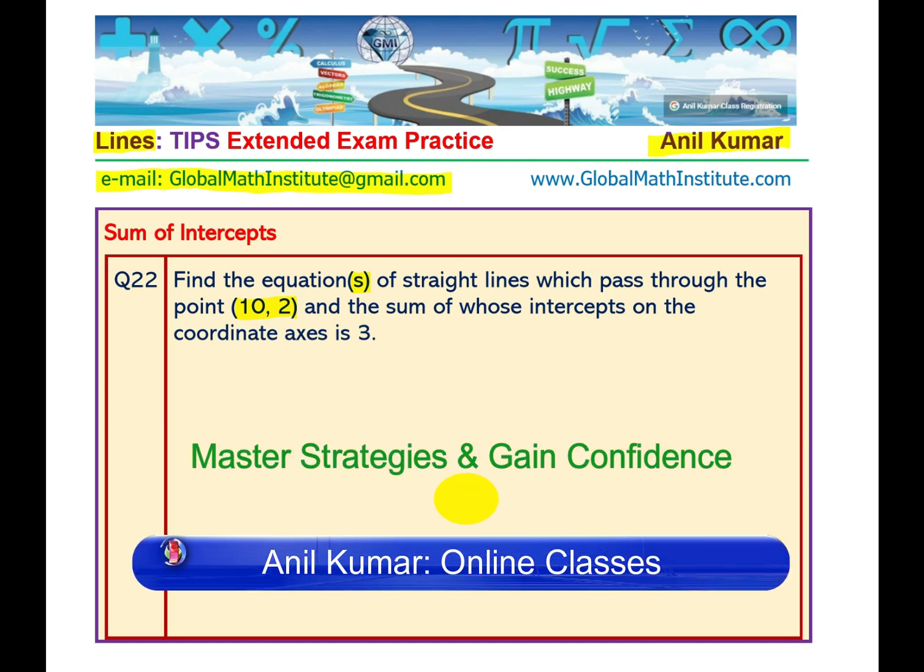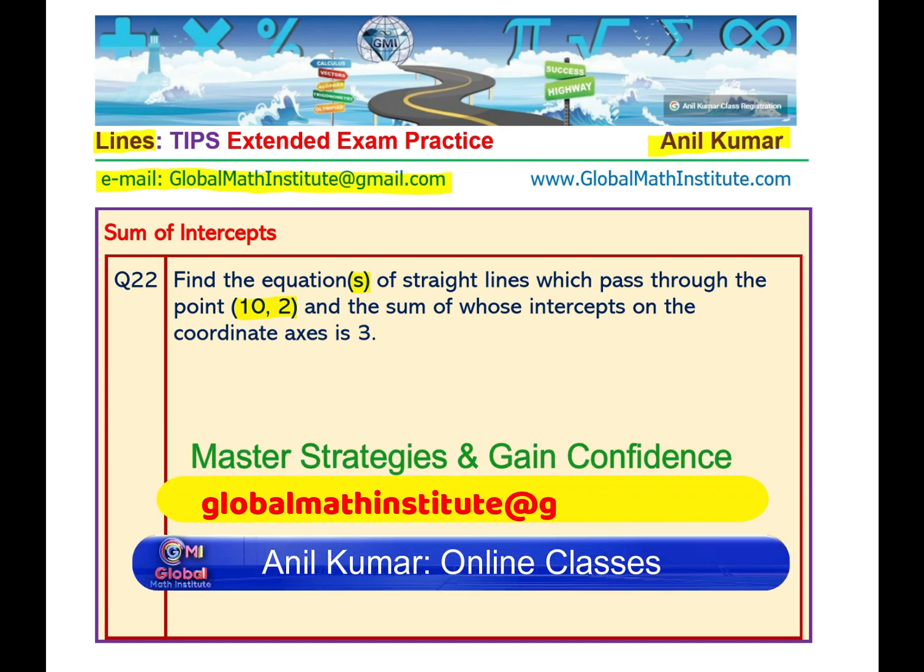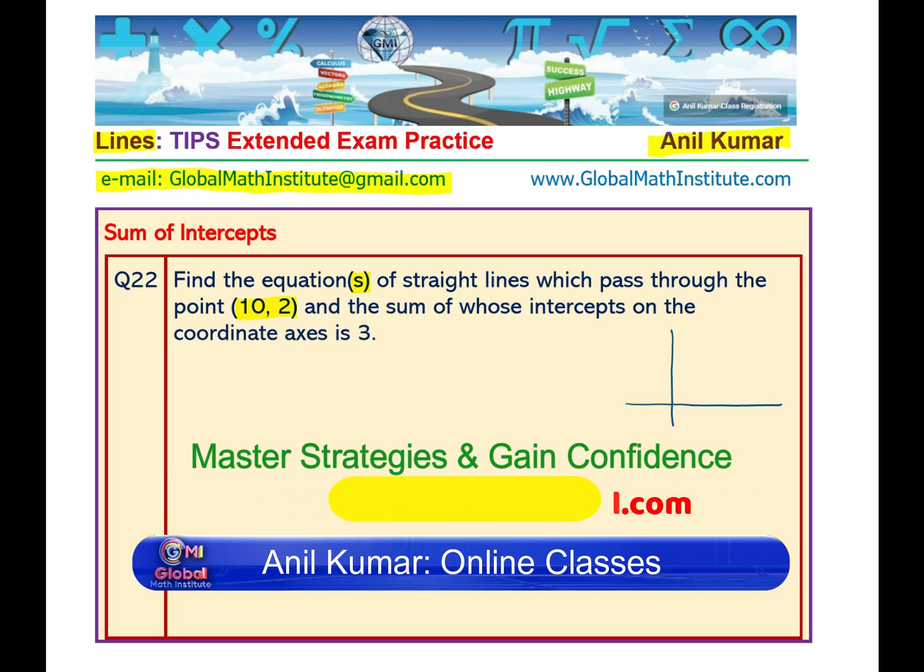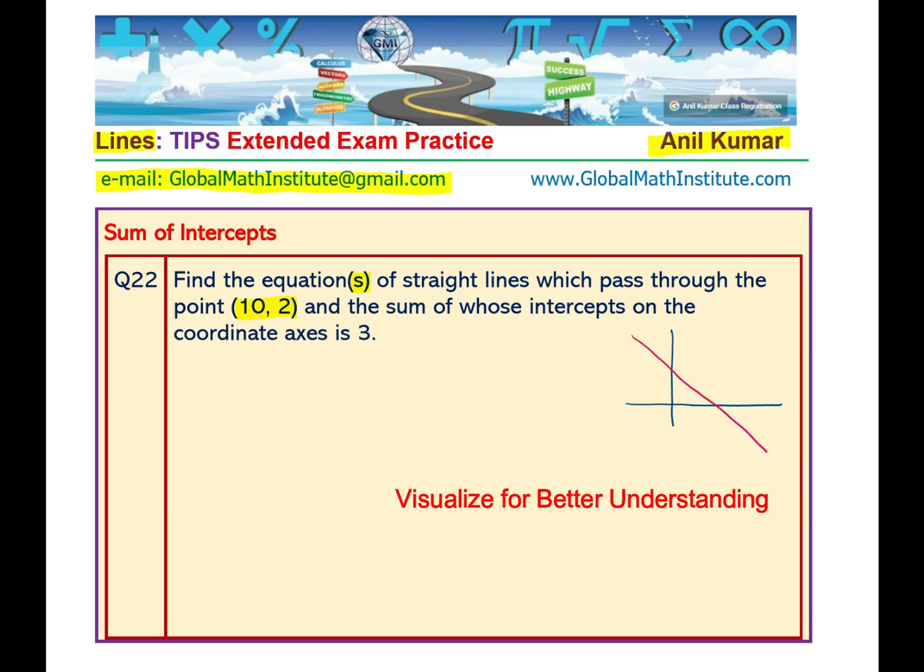Let's try to understand how we visualize and then solve the problem. Let's assume that we are given a straight line on a coordinate plane. I'm just sketching a line at random which goes through a point (10, 2). Let's say this point is P whose coordinates are (10, 2). Let's say the x and y intercepts it makes are A for the x-intercept and B for the y-intercept.